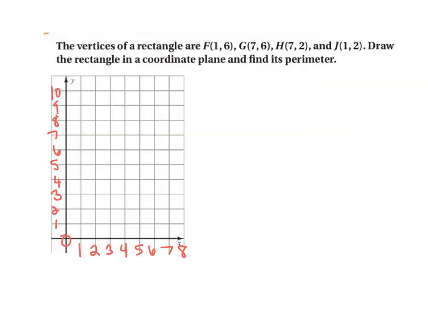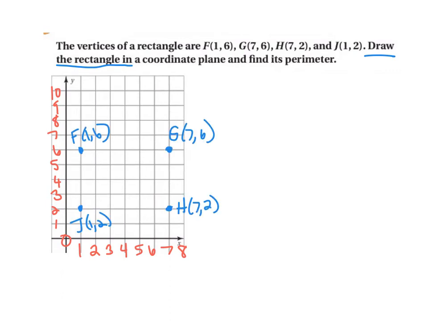So the actual question for example 2 tells us that the vertices, or the corners, of a rectangle are, and they give us these 4 points, and they want you to draw the rectangle in a coordinate plane and find its perimeter. So the first thing you have to do is take the time to make sure that your coordinate plane is set up, that everything is labeled in equal intervals here, and that everything's on the right line, and then you're going to go ahead and draw that rectangle out just like we did in example 1, and make sure you label everything really carefully.